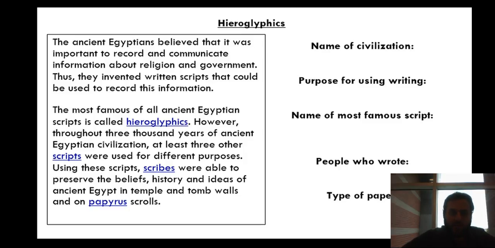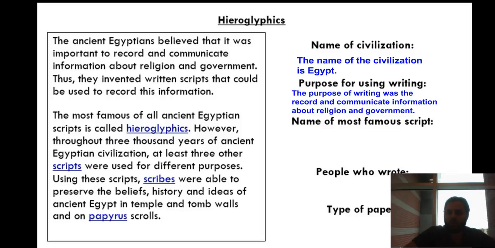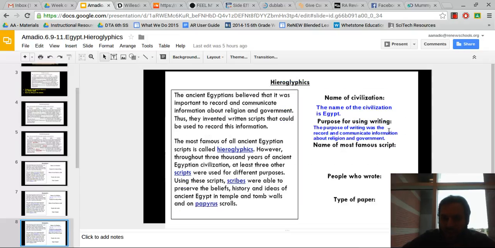The name of the civilization is Egypt. Go ahead and write that down on your paper. And then the next question asks for the purpose for using writing. Why did Egyptians use hieroglyphics? Go ahead and write down your answer. The purpose of writing was to record and communicate information about religion and government.